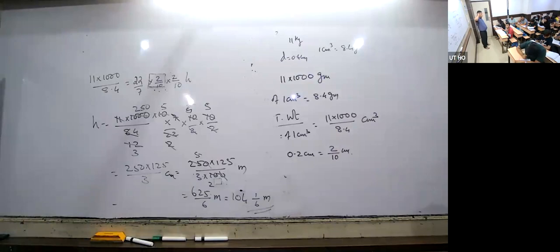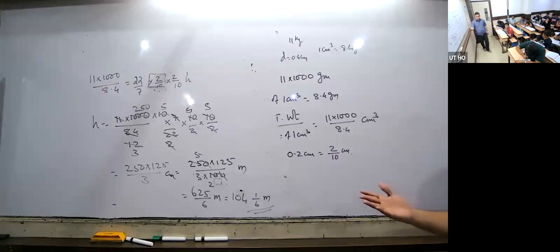If you are doing it by decimal, it will come to 10416.66. Divide by 100 means 104.166. That is the same thing only. That's why, as far as possible, don't convert into decimal at the last moment; only then division is easy. See, I got this much.